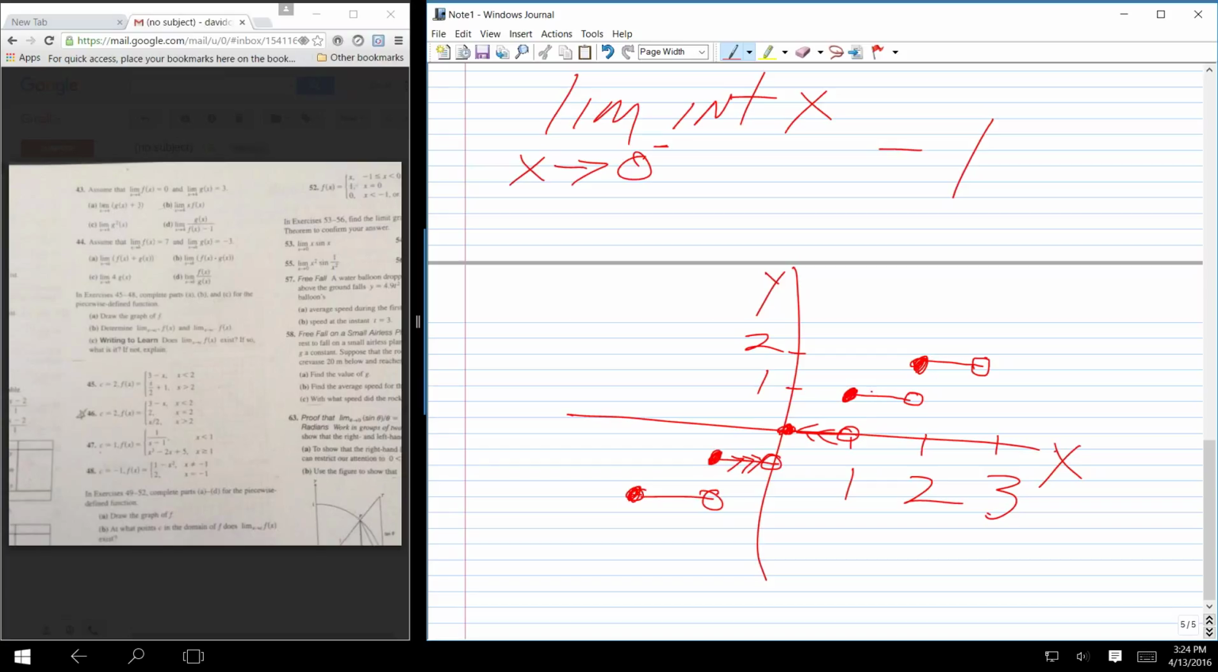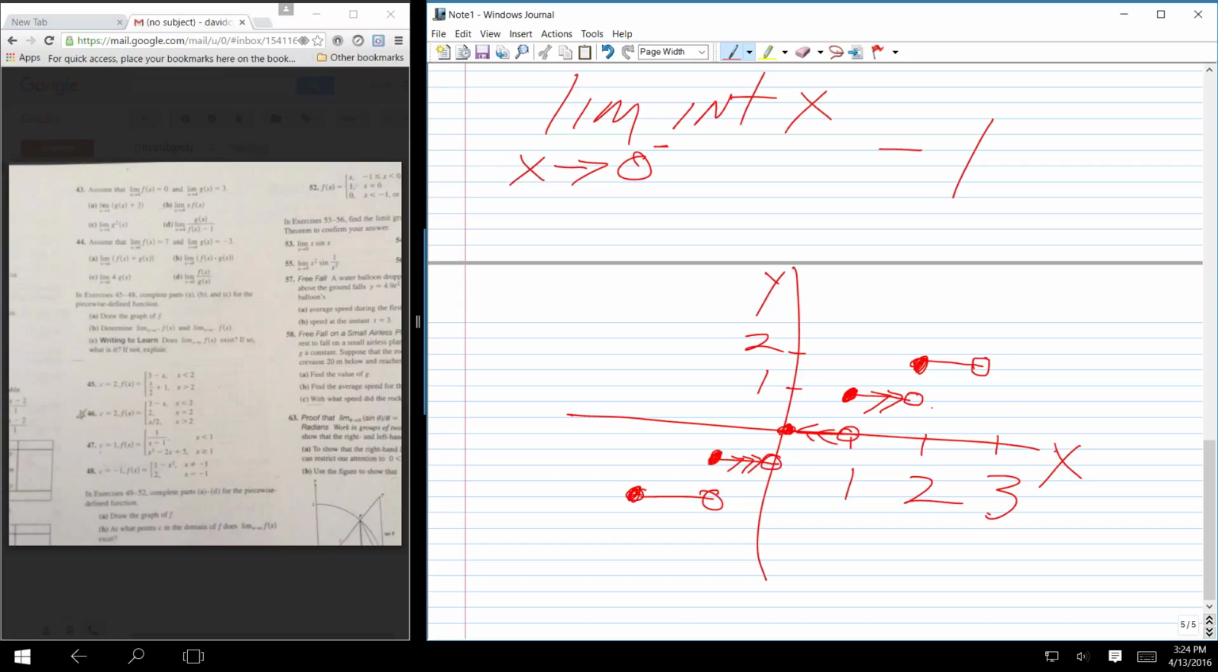Would that be 2? No. That'd be 1. Approaching 2 from the left side, that's the only place I can approach 2 from. That's where I've drawn it. So that's 1 also.